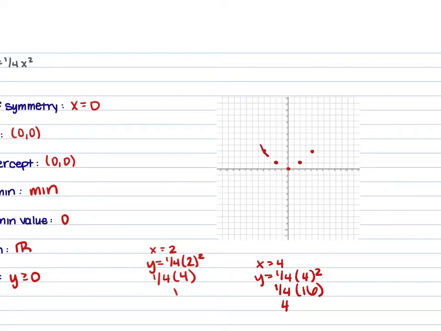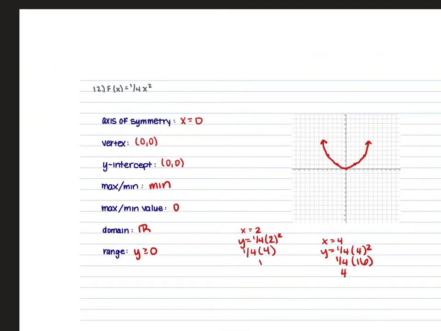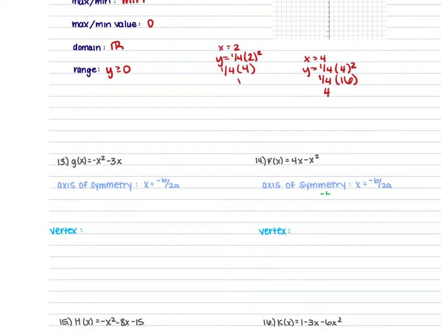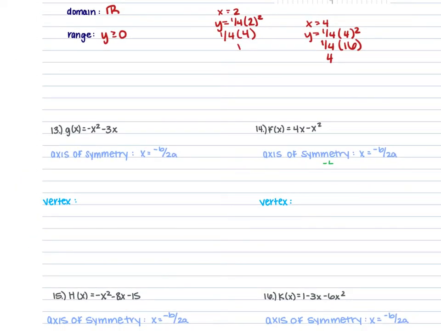So now that I have these points, I can draw my parabola through them. And then I'm done. So the next questions, 13 through 24, I think it was, we are going to be identifying the axis of symmetry, the vertex, and if there is a maximum or minimum and what that value is.